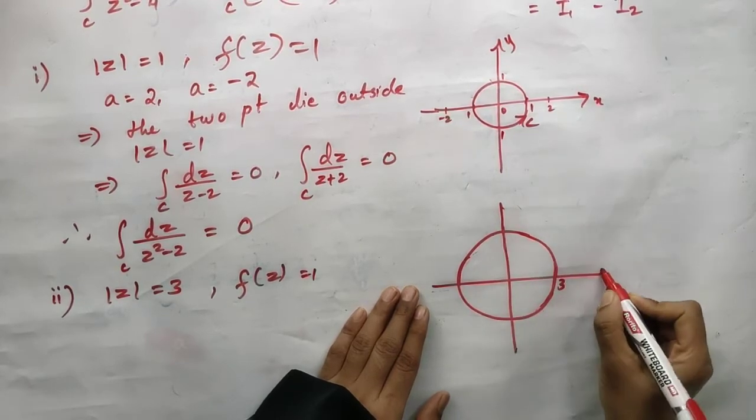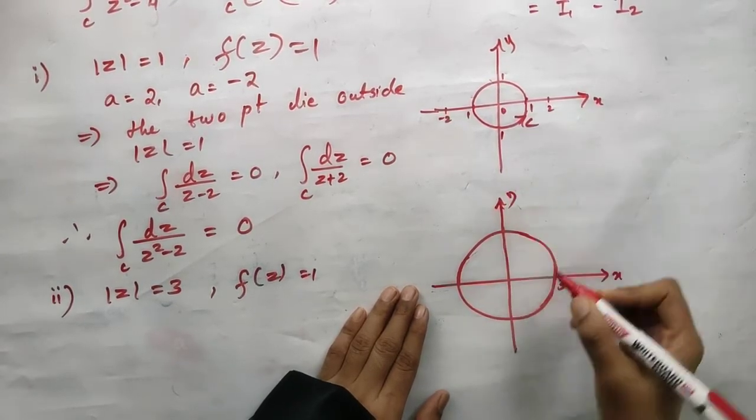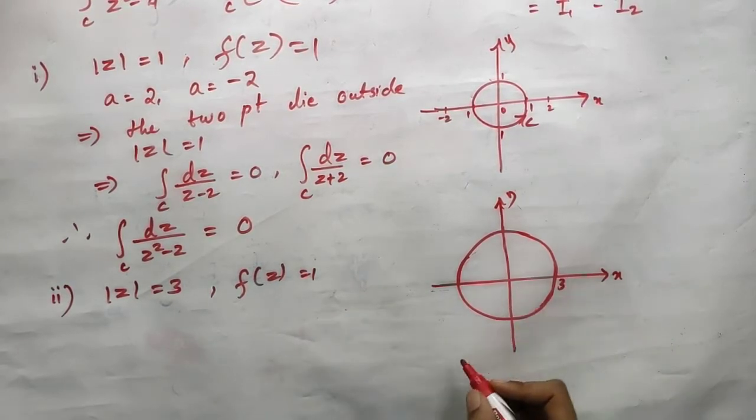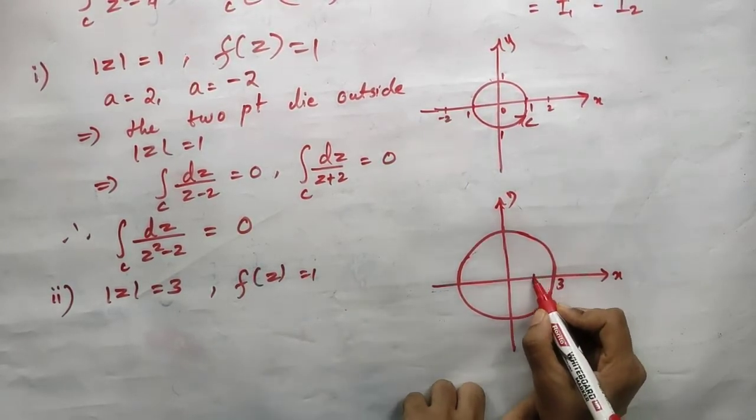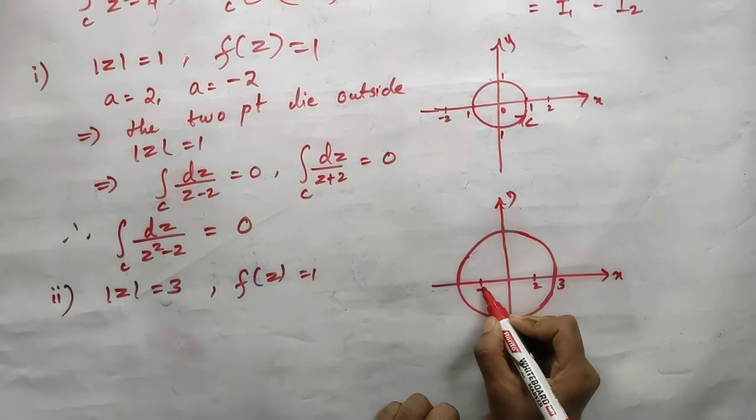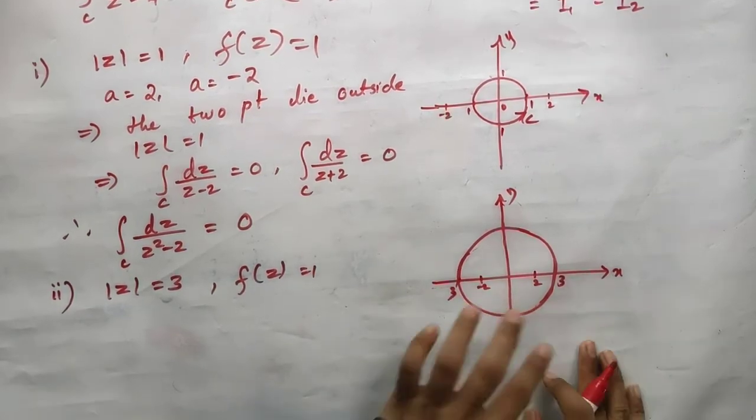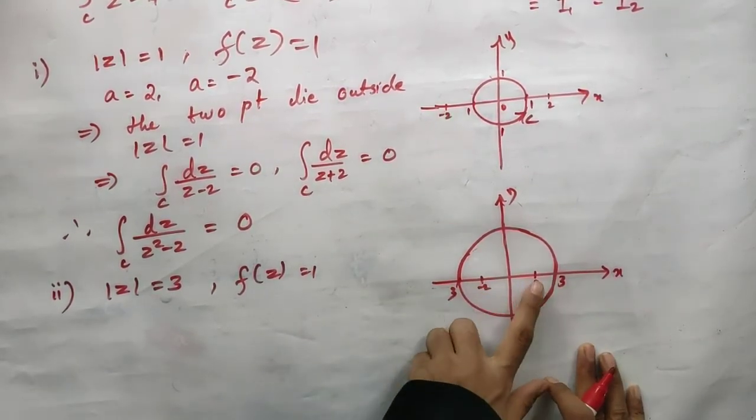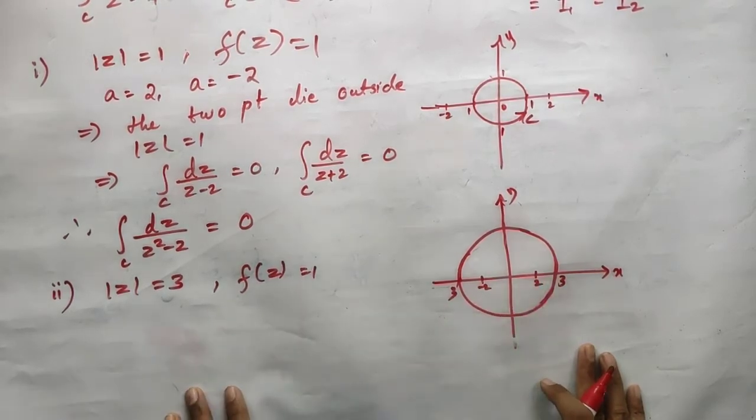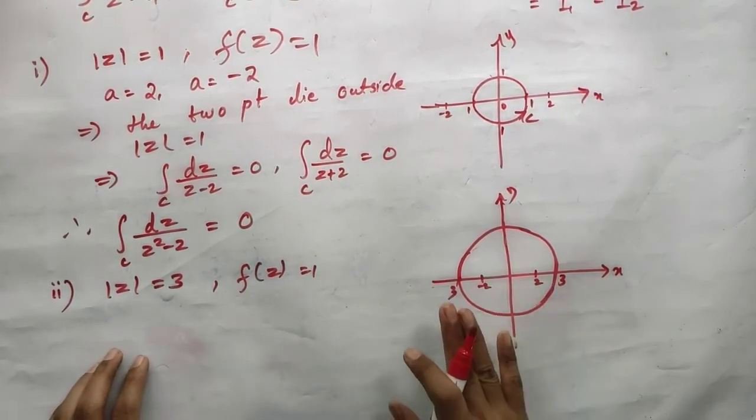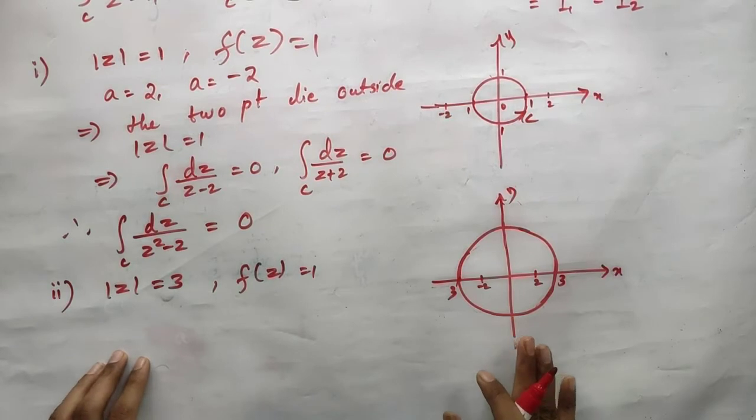If the radius is 3 units and the center is the origin, then plus 2 comes here and minus 2 comes here, inside 3, right? So both the points lie inside the circle. But see here, both the points plus 2 and minus 2 lie inside the circle, okay?